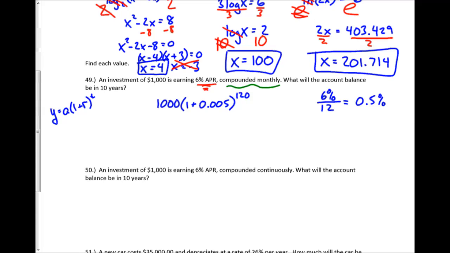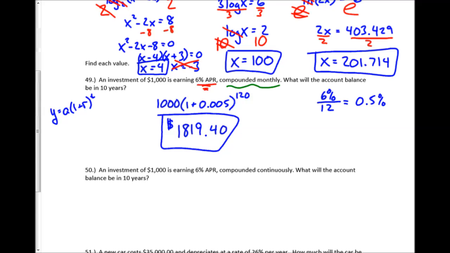Again, follow order of operations here. So I do the 1 plus the 0.005, then raise that to the 120th power, and then multiply it by the 1,000. And I'm going to find out that I have $1,819 and approximately 40 cents is what this ends up rounding to. Okay? So again, make sure those units match.